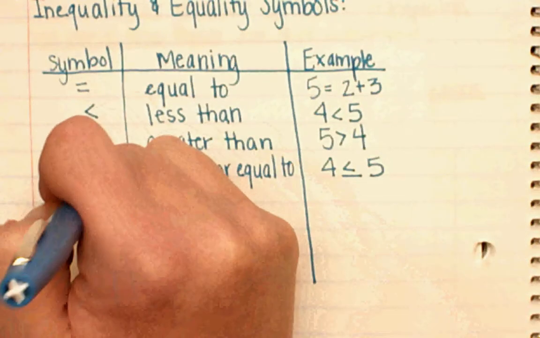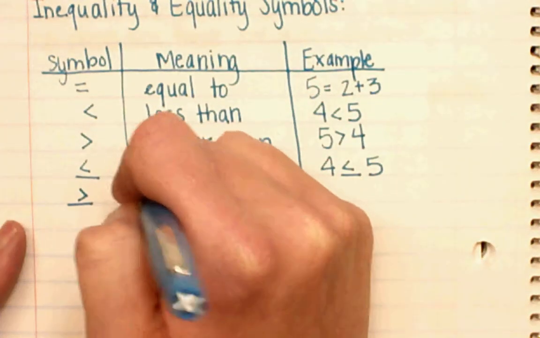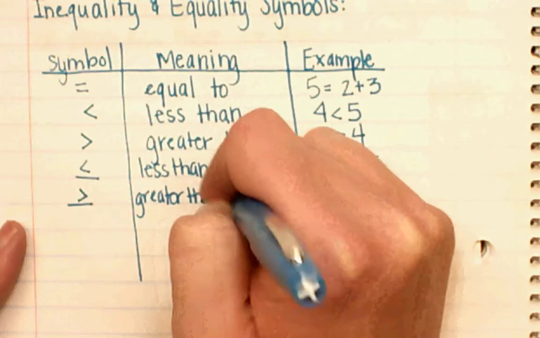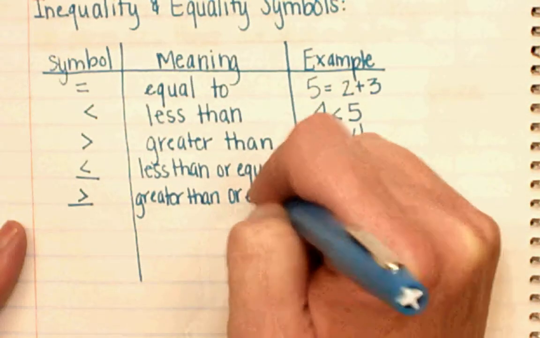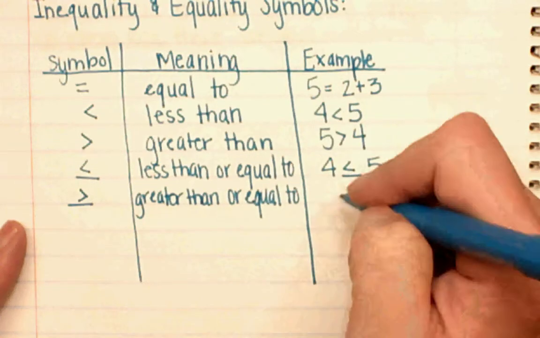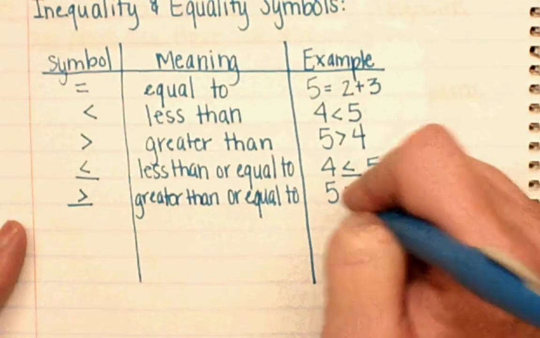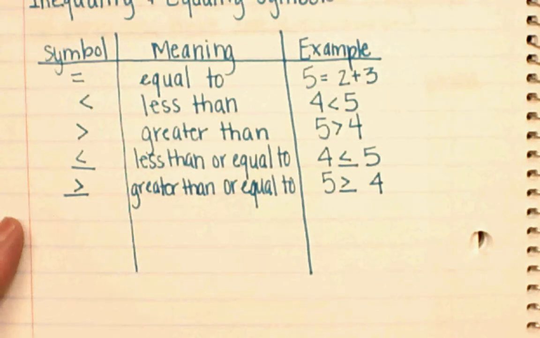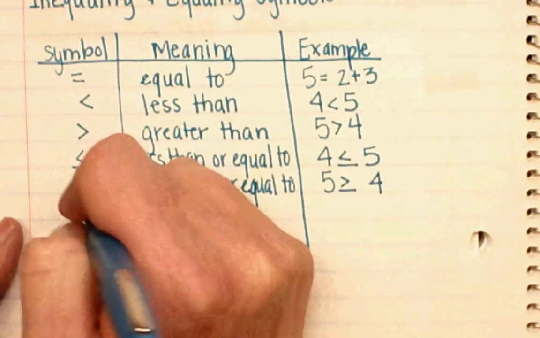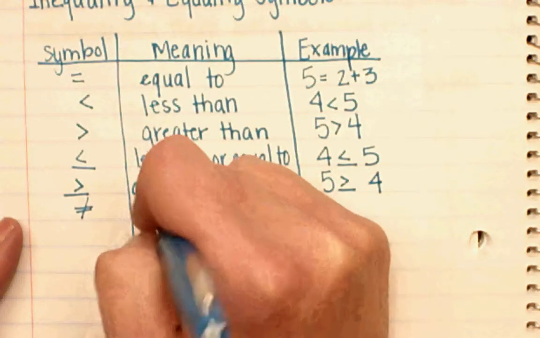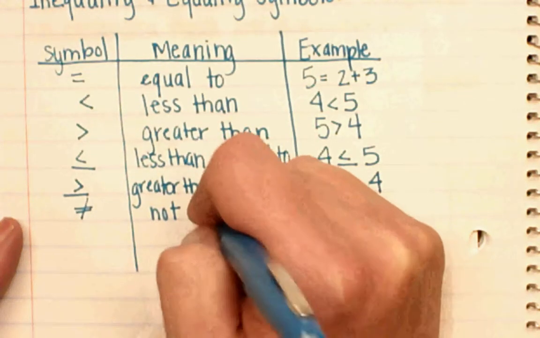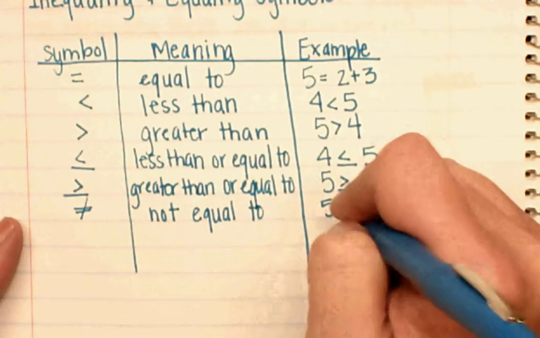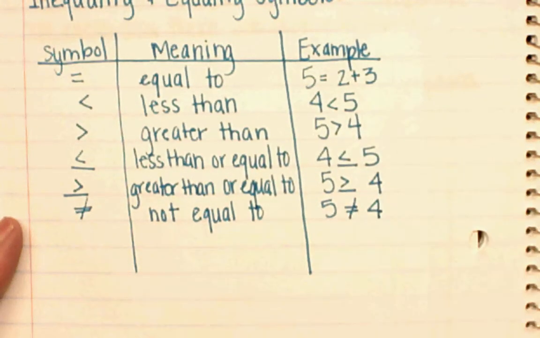Then you have this one, which means greater than or equal to, and it would be 5 is greater than or equal to 4. Then you see this one, which means not equal to. So 5 is not equal to 4.